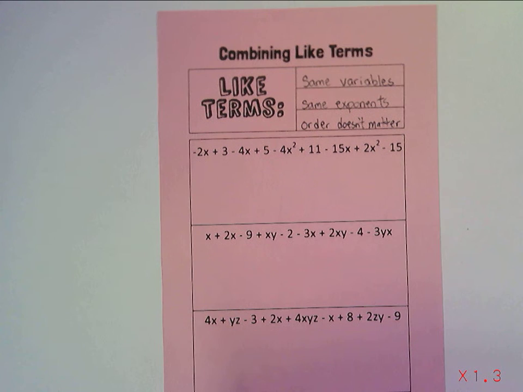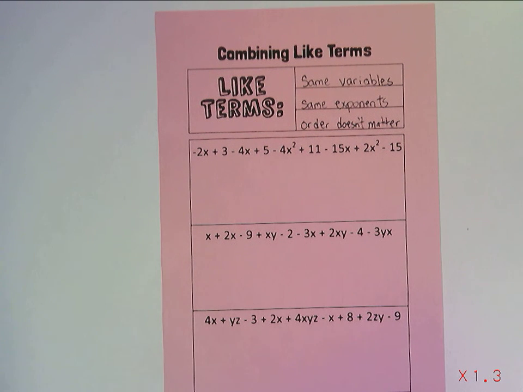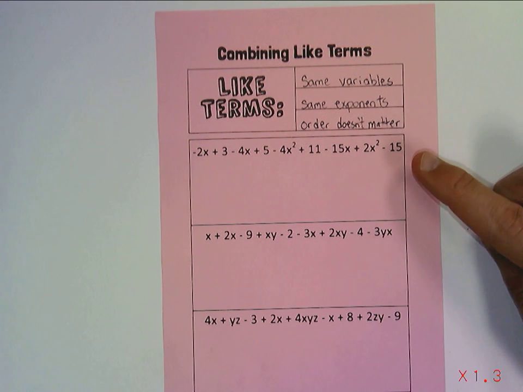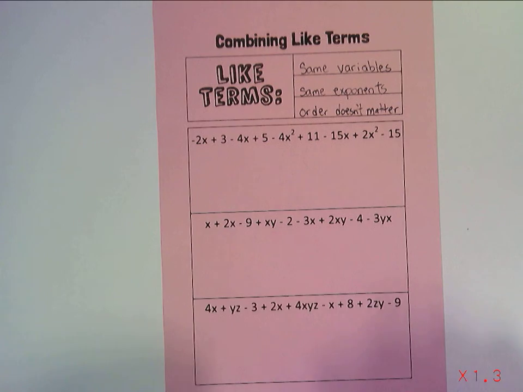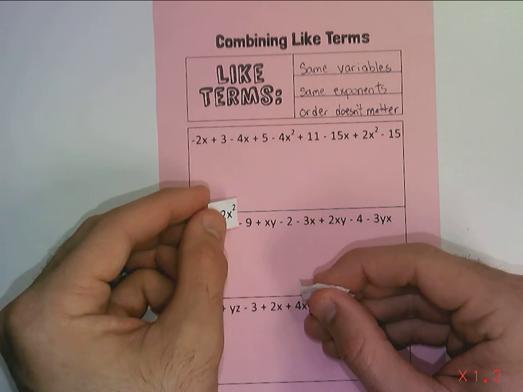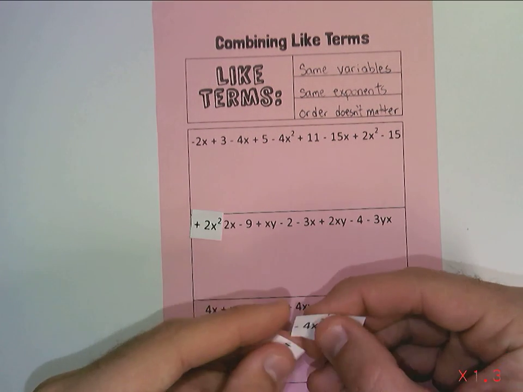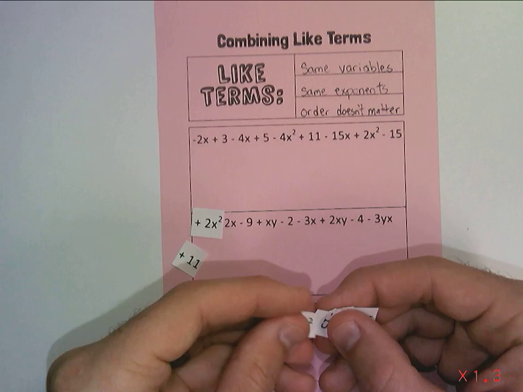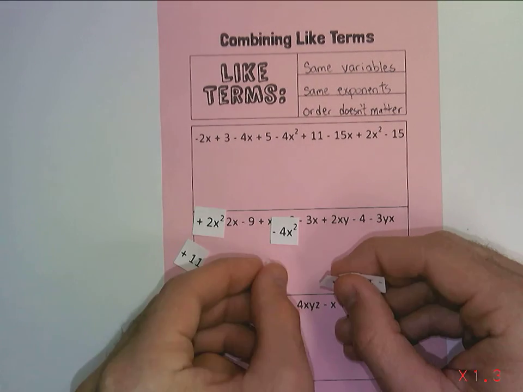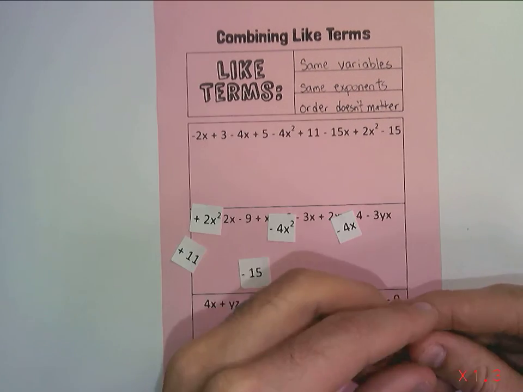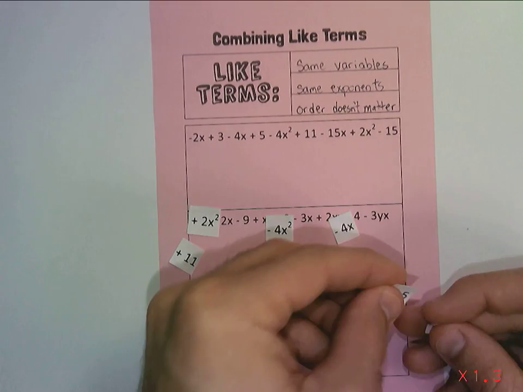Alright, then if you can get your pink note sheet back out. Now what we're going to do here is a little bit of a hands-on activity. What you'll get is a white sheet of paper that has these three problems on them. And what you'll need to do is cut them out according to the sign that is in front of them. Just lay these out here real quick.